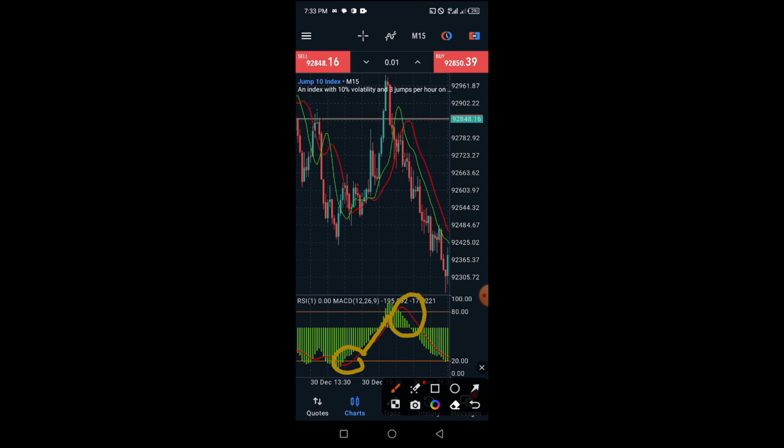That's why I say always watch your trade. Don't just enter and say yes, this is a good entry, and leave it. Maybe when you come back, your account will be empty. Okay, so you have to watch your trade.